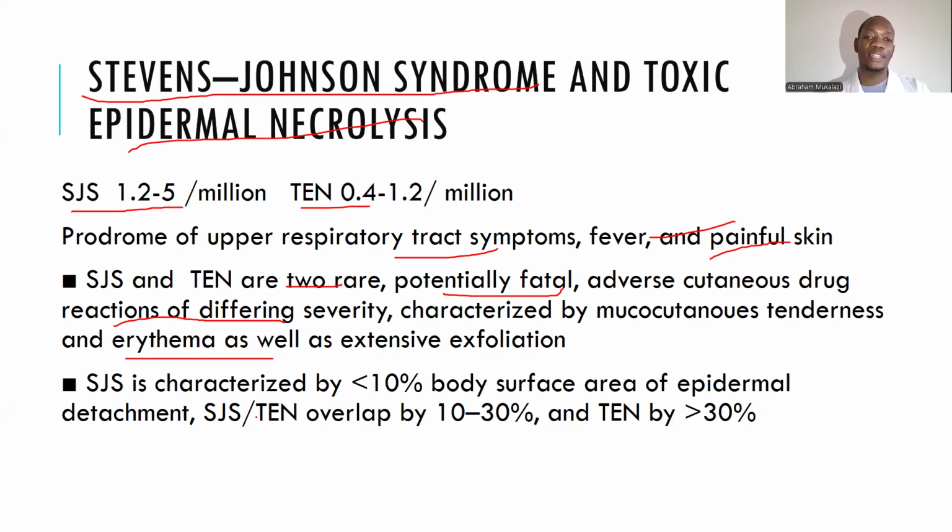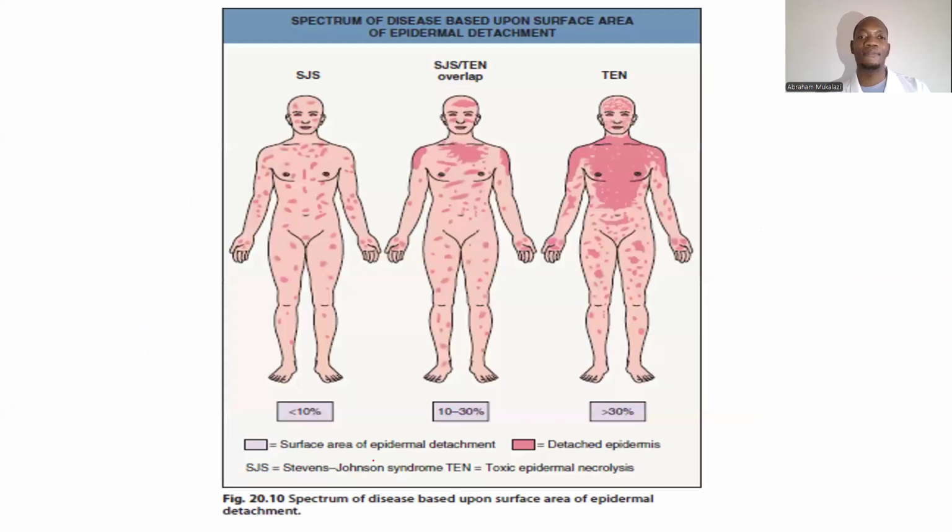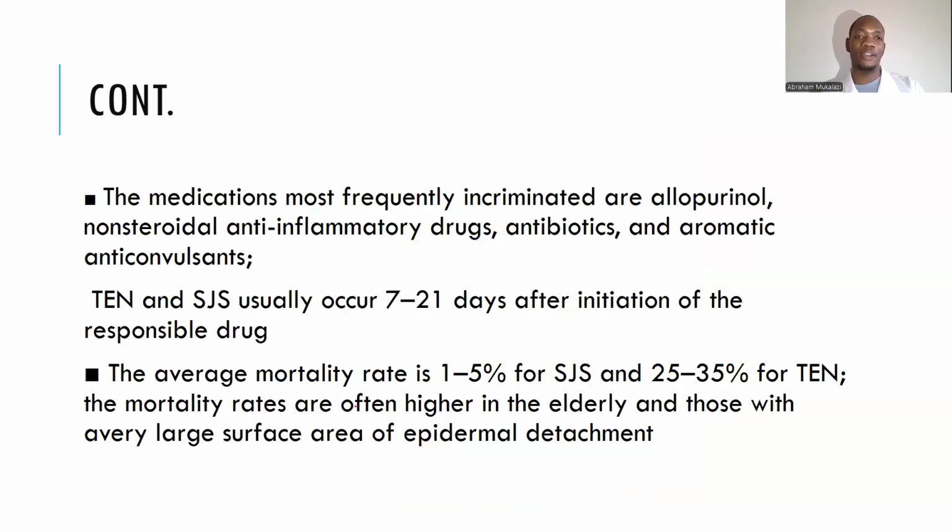So if the skin surface area, that is the denuded skin, is less than 10%, then that is Stevens-Johnson syndrome. If it is between 10% and 30%, then it becomes Stevens-Johnson syndrome/TEN overlap. If it's above 30%, then it becomes toxic epidermal necrolysis. So this is the picture, just to remind you of 10%, 30%, and 10 to 30%, and the different names that we give them depending on the surface area.